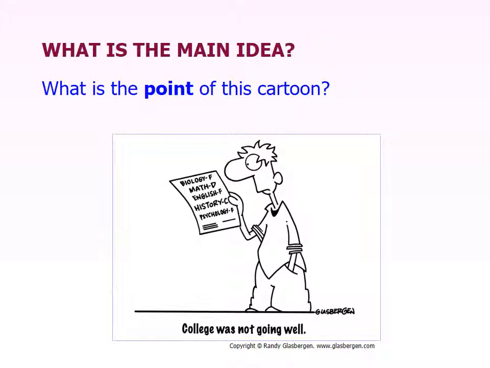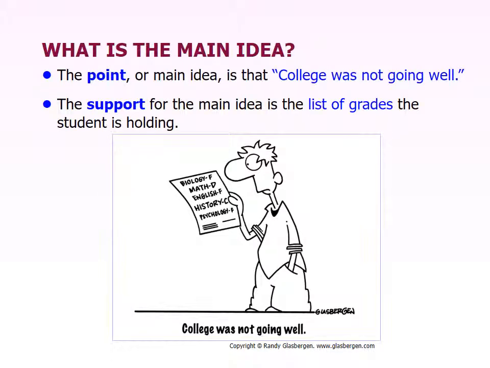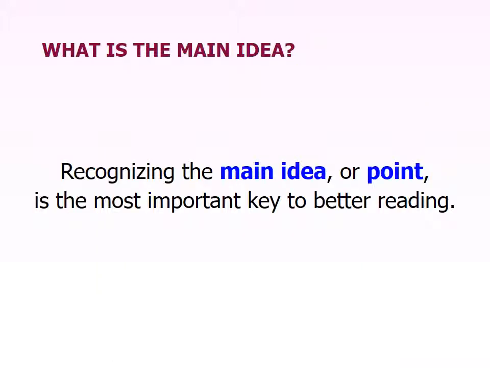So let's start off by looking at this cartoon, and we want to ask ourselves, what's the point of this cartoon? And by the point, we mean, what is the person who made the cartoon trying to convey? So if we look, it says college was not going well, and we see the boy is looking at his report card, which has a lot of bad grades. Well, this is fairly simple. The point of this cartoon is that college is not going well. The support is the list of grades that the person is doing very badly. So when we ask the question, what is the main idea, what we're really asking is, what is the point? What is this paragraph about?